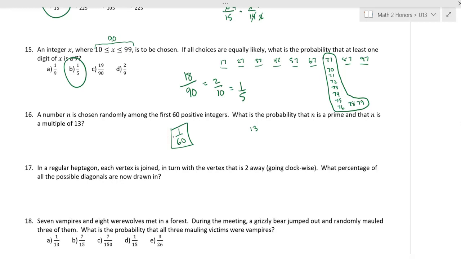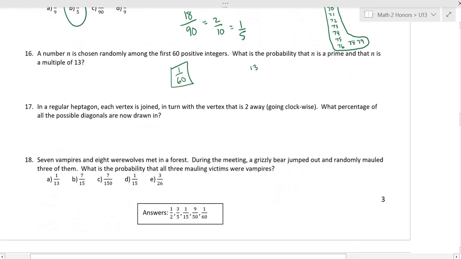17. In a regular heptagon, a heptagon has 7 sides. Each vertex is joined in turn with the vertex that is 2 away going clockwise. What percentage of all the possible diagonals are now drawn in? So a heptagon has 7 vertices, 1, 2, 3, 4, 5, 6, 7, right?